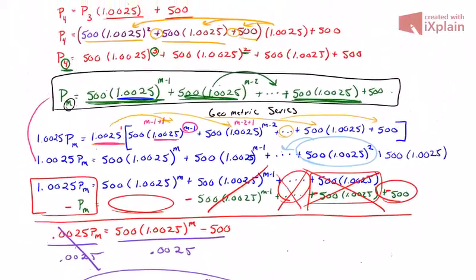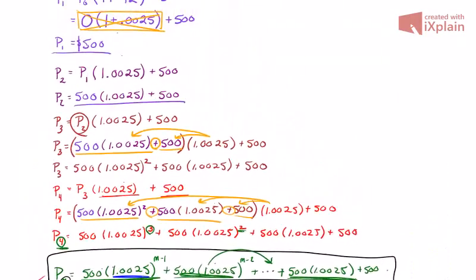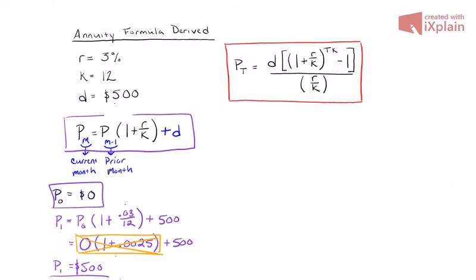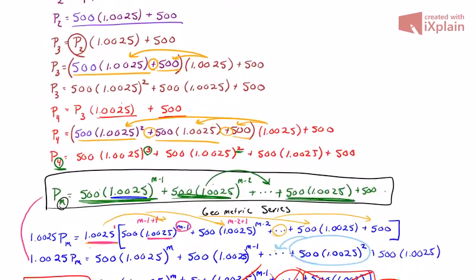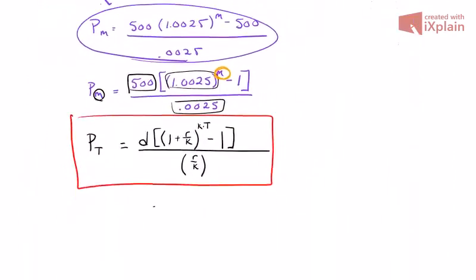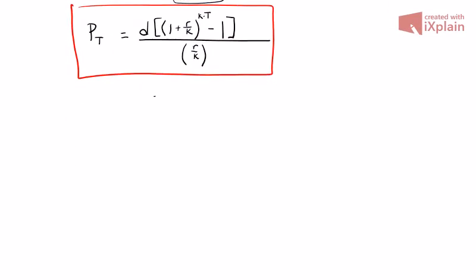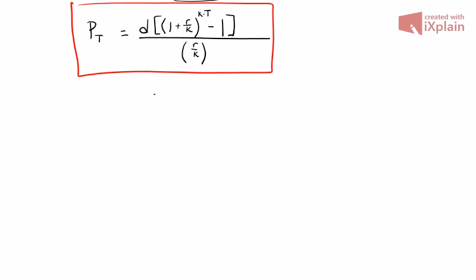Let me scroll all the way back. We've done a lot of work. There's our original formula. That's our goal right here. So, again, by holding a few values fixed and going through the process, and then using a trick from calculus about geometric series, we've been able to recreate how that formula was derived.